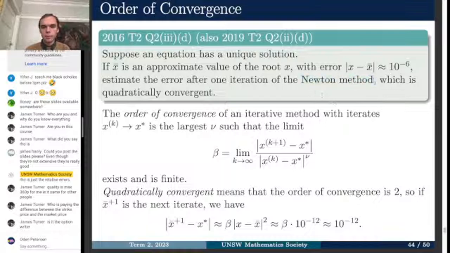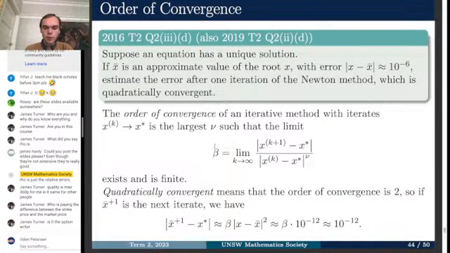So for Newton's method, where we're basically using the value of the function and the derivative of the function to approximate where our next guess should be based on the current guess, the order of convergence is quadratic, which is quite fast. So if we look at this question here, it's asking us to estimate the error after one iteration of the Newton method, given that the Newton method is quadratically convergent.